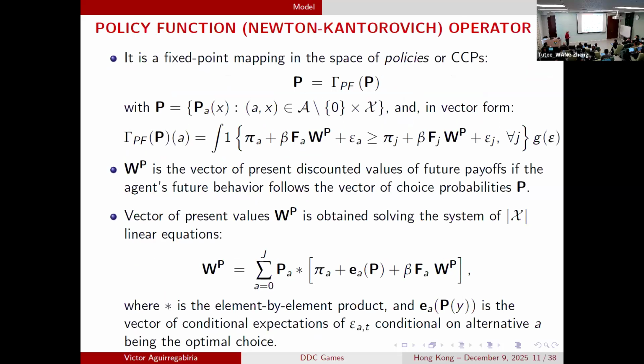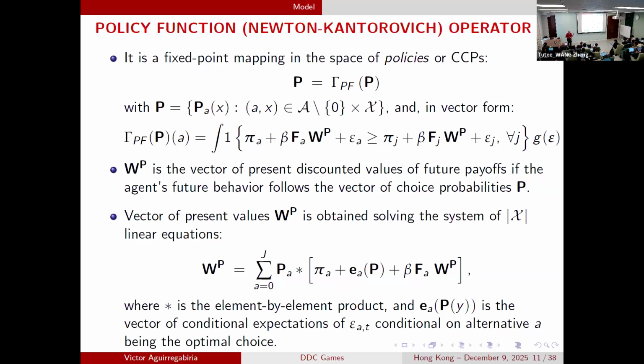Okay, then policy function iteration. Policy function iteration can be described in the space of values, as Bertel did yesterday, or it can be described in the space of choice probabilities. Today, I'm going to describe it in the space of choice probabilities. Then the value function iteration or Newton-Kantorovich iteration is a composed mapping. It's composed of two different mappings, or two different steps, if you want, in the evaluation of the policy iteration value.